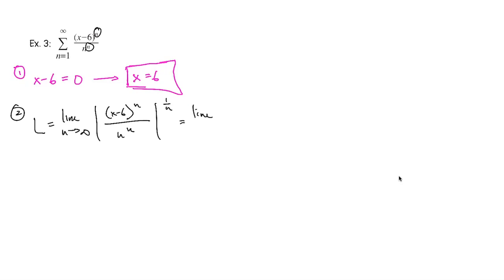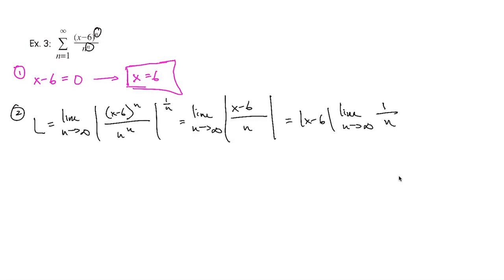That's going to give me the limit as n approaches infinity of (x minus 6) over n. Okay. Now the x minus 6, like I've done before, I can go ahead and pull that out to the front. And then I'm taking the limit as n approaches infinity of 1 over n. What does this limit approach? Oh, 0. Yeah, this goes to 0, right? What that means is L equals what? 0. Yeah, so L is going to equal 0 because the absolute value of x minus 6 times 0 is going to give me 0.